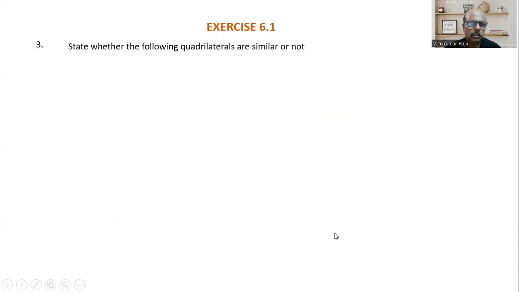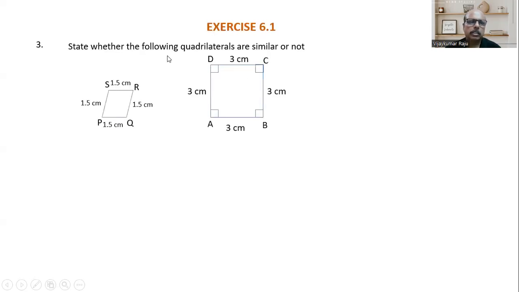This is your third question. State whether the following quadrilaterals are similar or not. These are the two figures which are given. Now, if you see here, 1.5, 1.5, 1; double is 3, 3, 3, 3. Isn't it? So the sides are proportional. So let us see what the solution is.